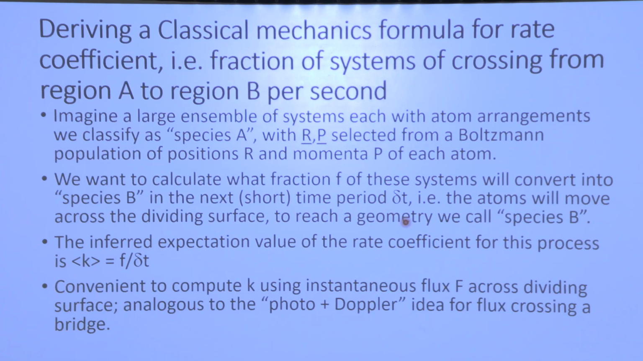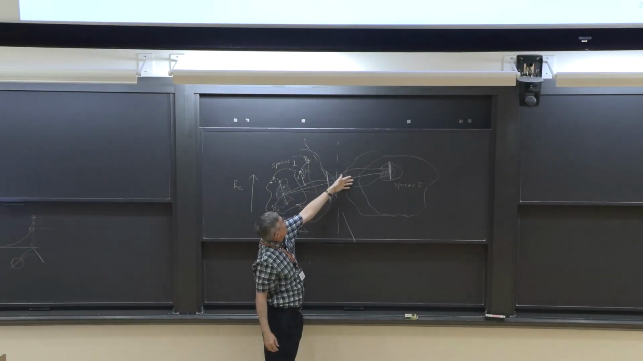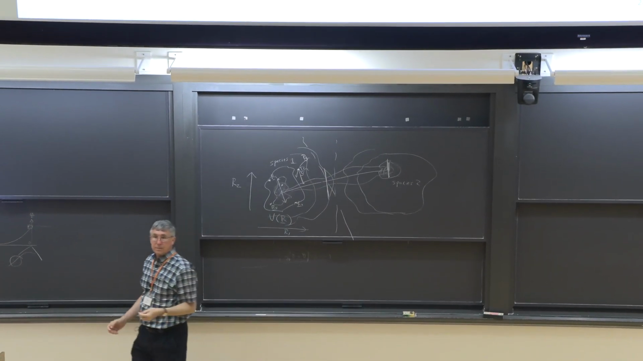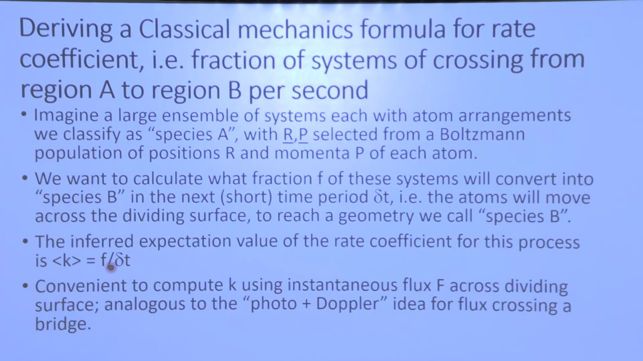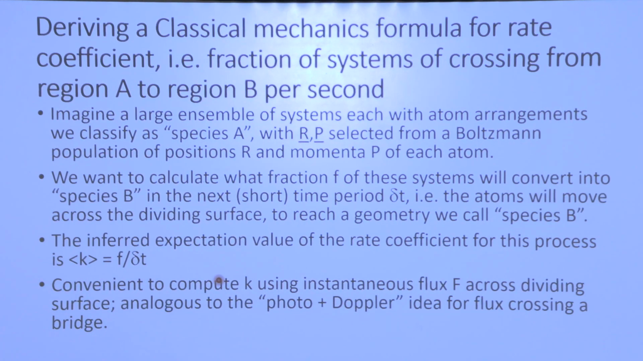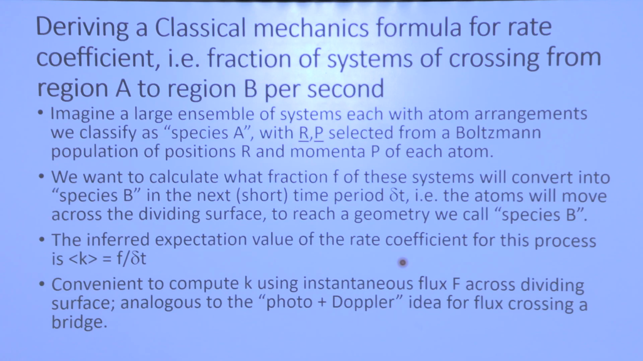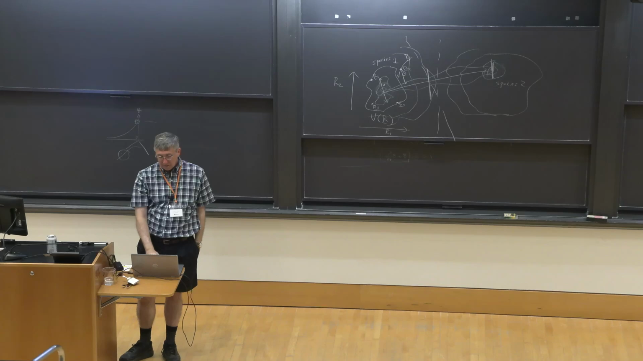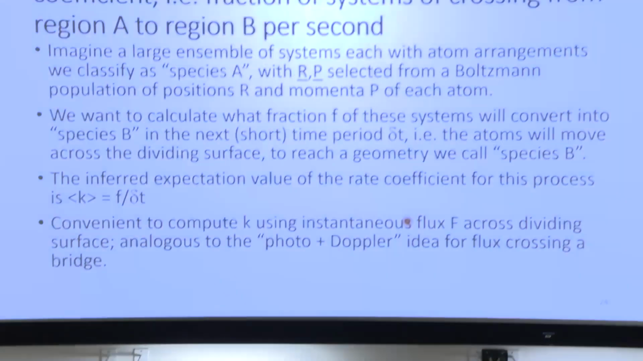And so I want to know which arrangement of atoms will actually move the R across the dividing surface. So now I'm going to call it species 2. And the expectation value of the rate coefficient is this fraction divided by the time I chose. And so I can use the same idea that I used in the toll plaza. I can say I want to get the instantaneous flux across the dividing surface.